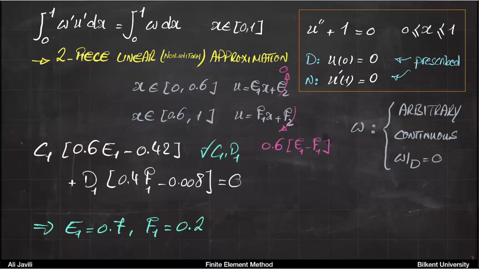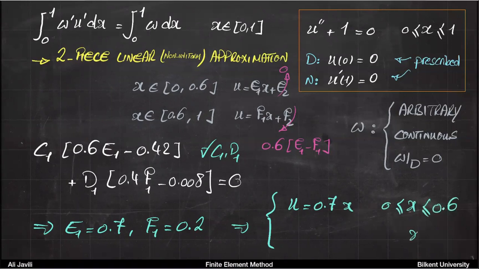Okay, now if you insert these into your U, you can see that U equals 0.7 times X for X between 0 and 0.6, and then from 0.6 to 1, U is equal to 0.2x plus 0.3.